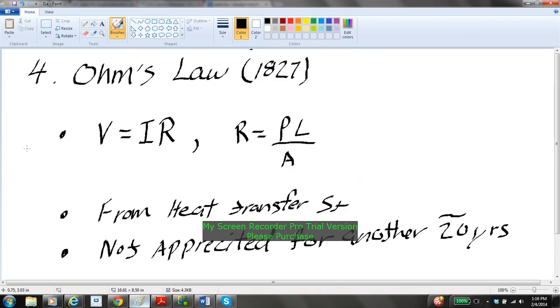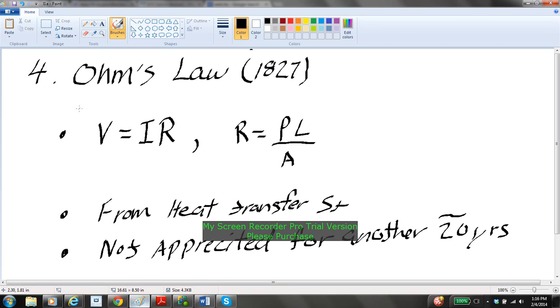The fourth phase establishes the beginning of Ohm's law, which is basically the equation of electricity or circuit analysis. In 1827, he was doing some studies on heat transfer and came up with these relationships. Basically, the voltage equals the current times the resistance to the flow of current. Resistance can also be figured by the resistivity of the material times the length divided by the area.